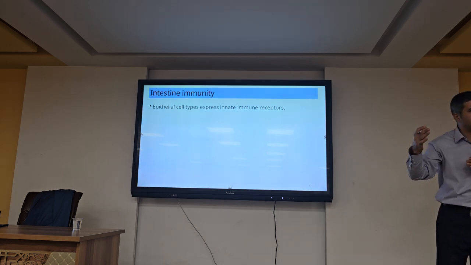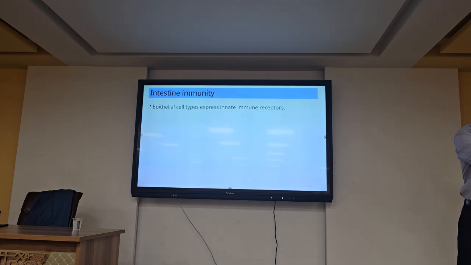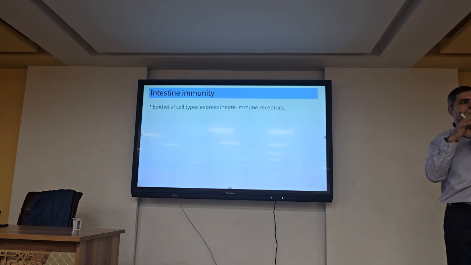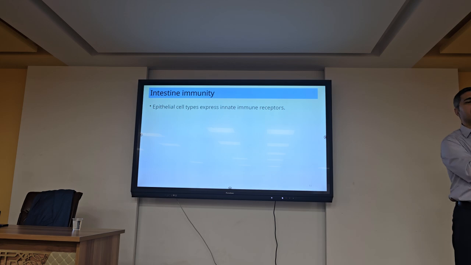So without inflammation, we do not have any calling. We do not have any informing to the other cells. For example, if there is an infection here, how should the bone marrow be informed about the infection?